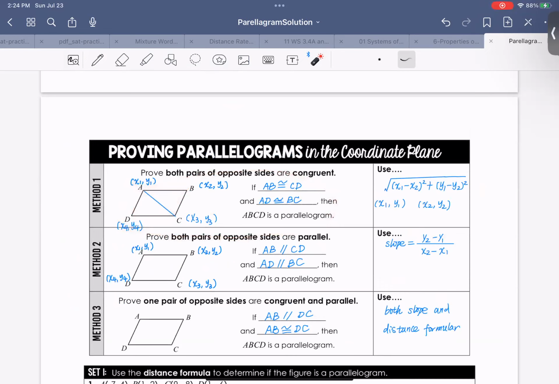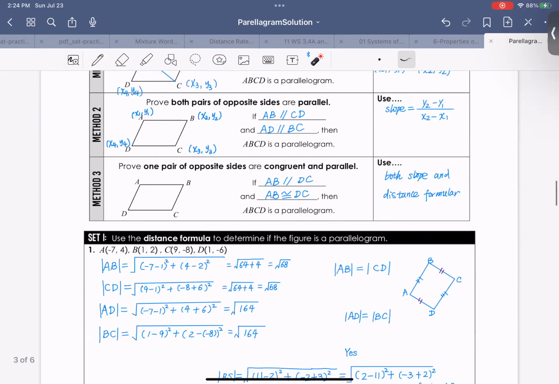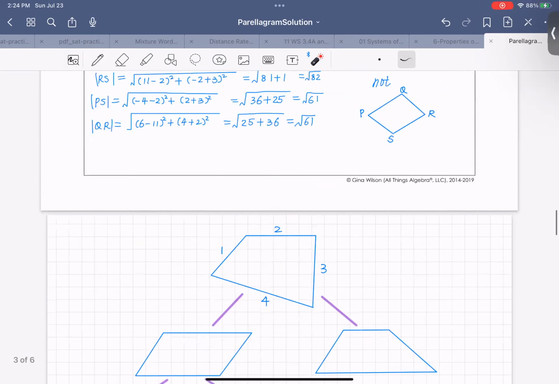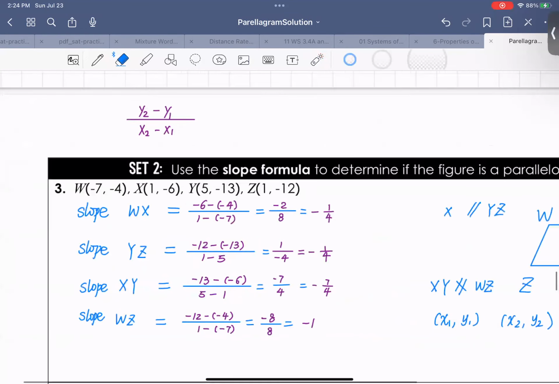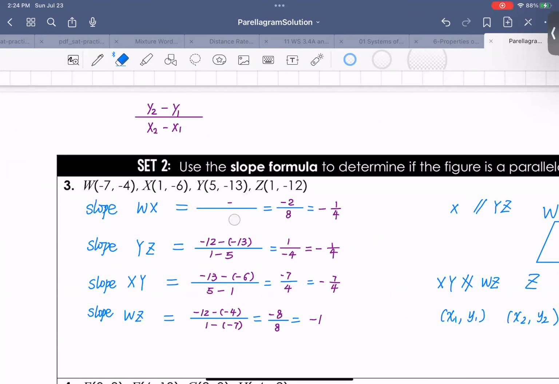This is the first method. The second method is going to be checking if the opposite sides are parallel. We have the slope formula, Williams. The slope formula is this, correct? Do you know this slope formula? Yeah. So we can do the slope calculation to check if the opposite sides are parallel. Now let's do this next question. We are going to do these slope calculations. So I'm going to erase my work and we will do this one together.